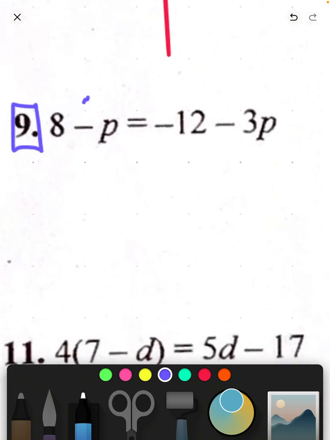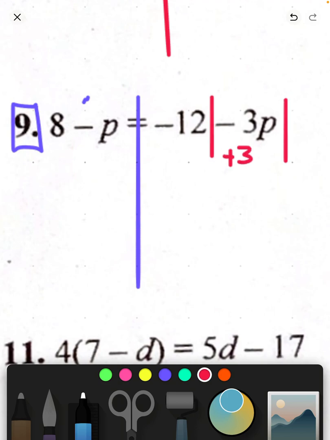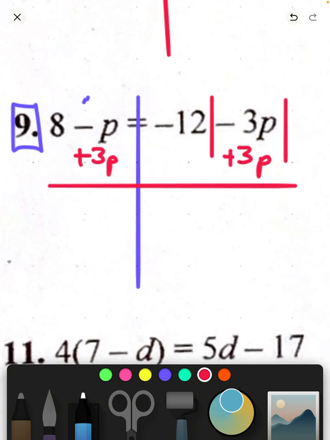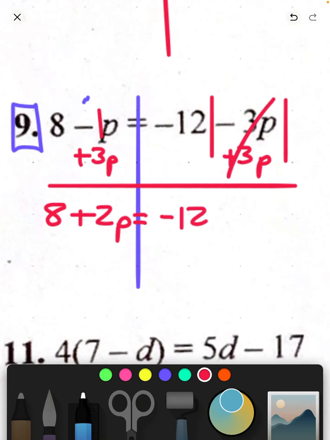Okay, number 9 here, 8 minus p equals negative 12 minus 3p. Again, a lot of ways to go. I would add 3p to negative p. Now, the thing is here that, again, that's an invisible 1 there, right? So that's a negative 1 plus 3, which is 8 plus 2p now equals negative 12, okay?